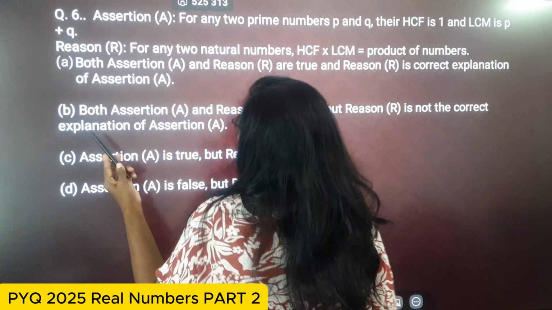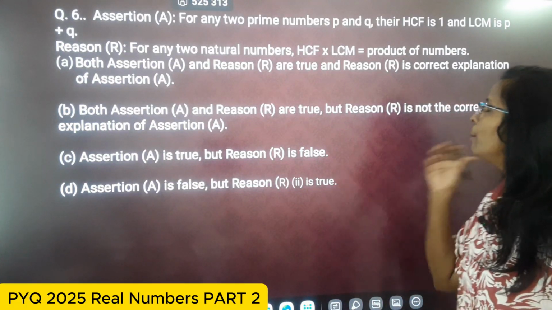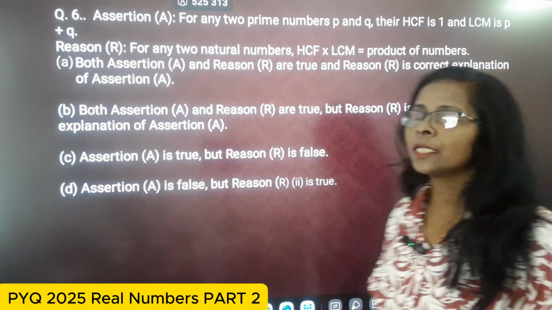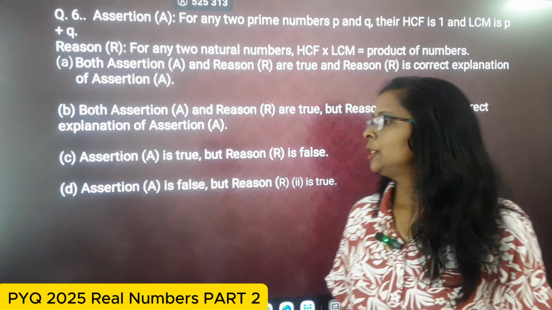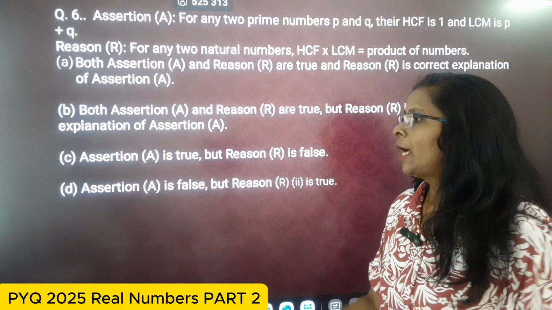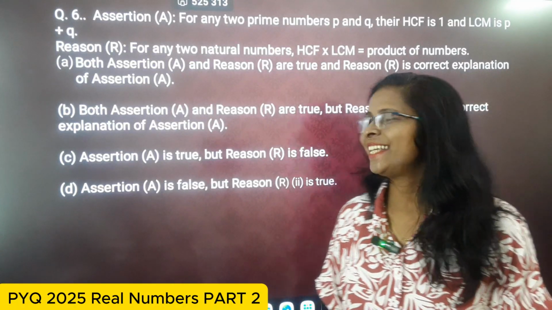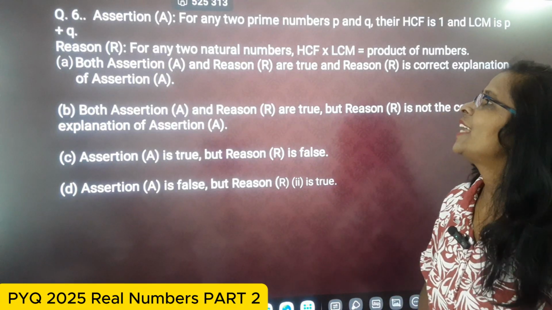B, both assertion A and reason R are true, but the reason is not the correct explanation of the assertion. C, assertion A is true, but the reason R is false. D, assertion A is false, but the reason R is true. So now let us see how we can solve this example.